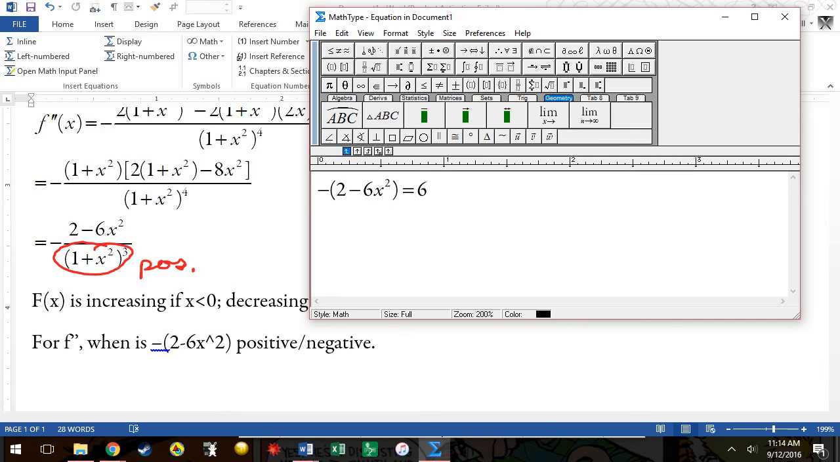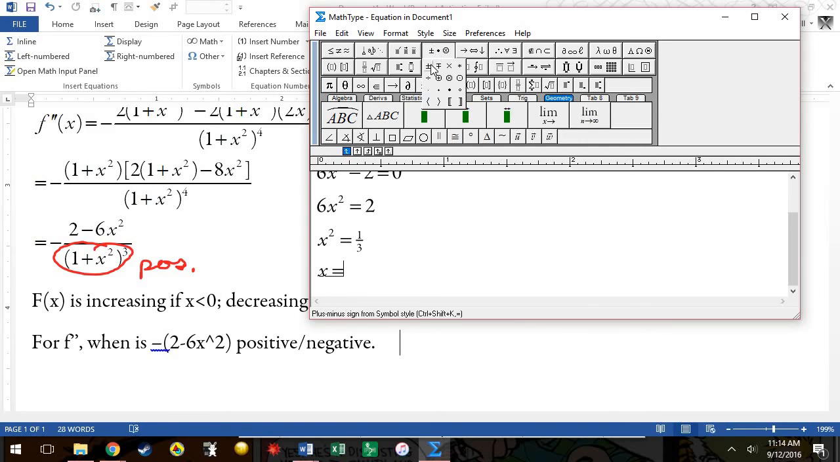If I distribute that minus, hold on, let me make this equal to 0. If I distribute the minus, I get 6x squared minus 2 equals 0. And that means 6x squared equals 2, or x squared equals a third. So that means x is equal to, and don't forget, if x squared equals some number, you're going to get a plus or minus. So x is plus or minus the square root of 1/3. Those are the two places where the second derivative is 0.